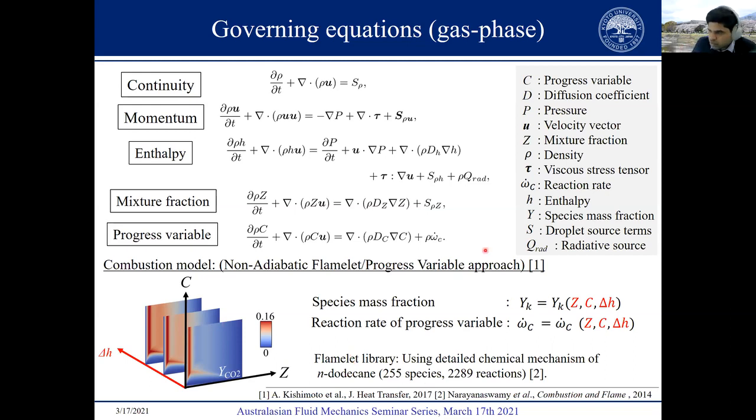Just to clarify about this non-adiabatic flamelet progress variable approach, or the NAFPV approach: the thermochemical properties, such as mass fraction of the chemical species and reaction rate, can be obtained from the flamelet library using a reduced set of control variables, which are the mixture fraction, the progress variable, and the enthalpy loss. This enthalpy loss is basically accounting for your heat loss to the cooled wall or the latent heat of evaporation of fuel droplets. It can also account for the radiative heat transfer. So everything is included in this control variable.